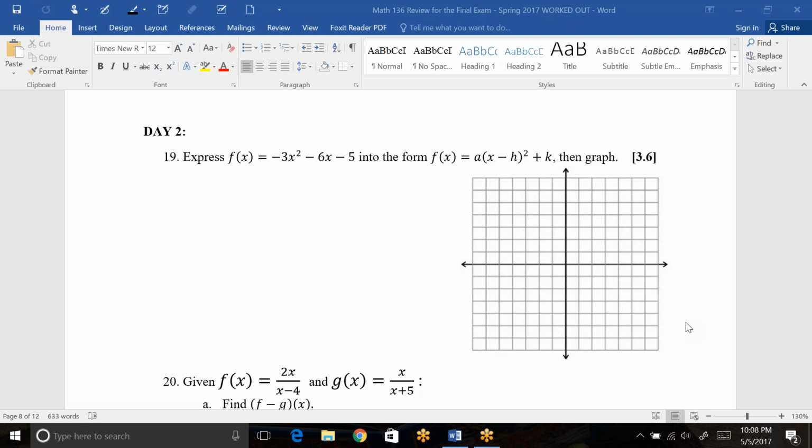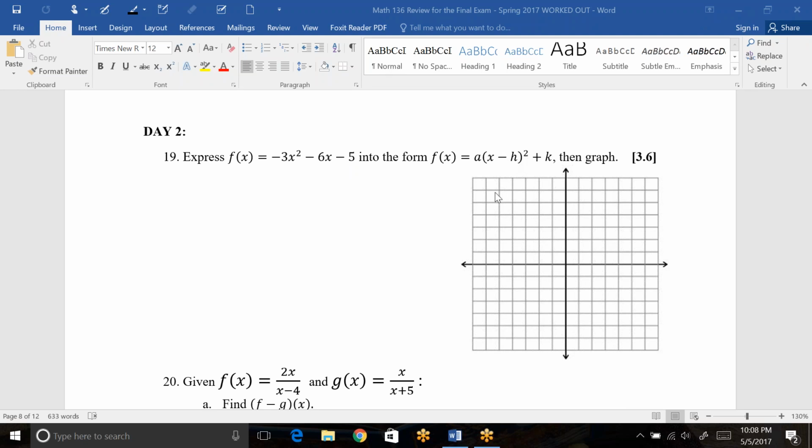All right, this is part 3 of the Math 136 final review, looking at the start of the Day 2 material. So number 19 is express f of x equals negative 3x squared minus 6x minus 5 into the form a(x minus h) squared plus k, and then graph. So we're looking at putting a standard form quadratic into what we call vertex form.